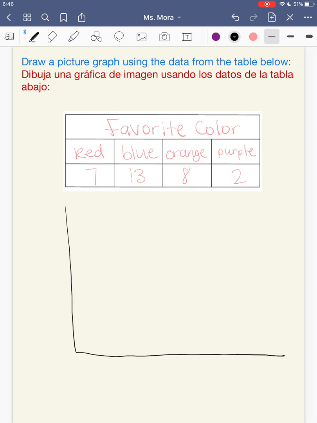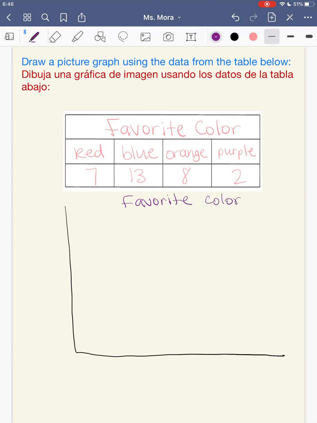And you're going to take the title from my table here, favorite color, and that's what I'm going to write as my title in my picture graph, sorry. So I'm going to write favorite colors up here at the top of my graph.